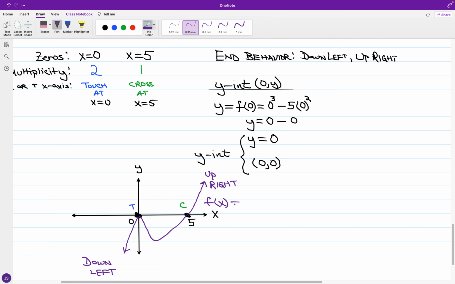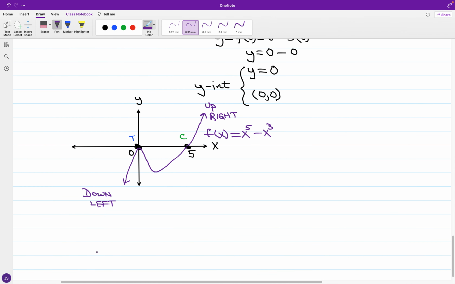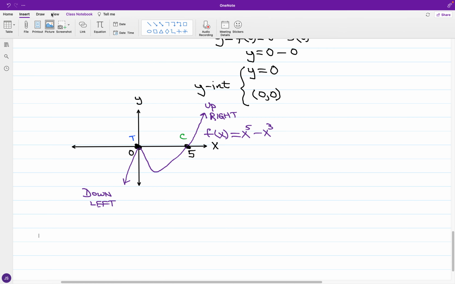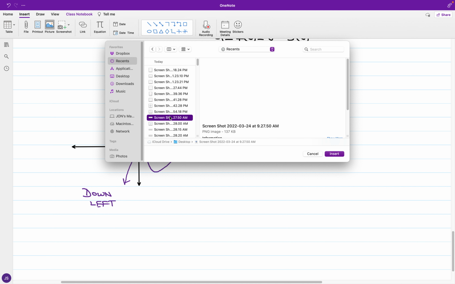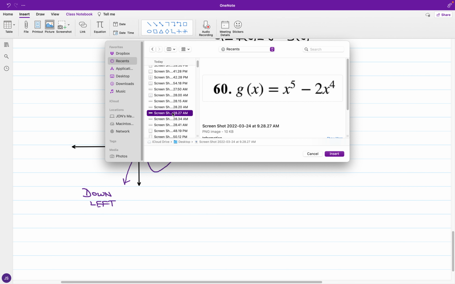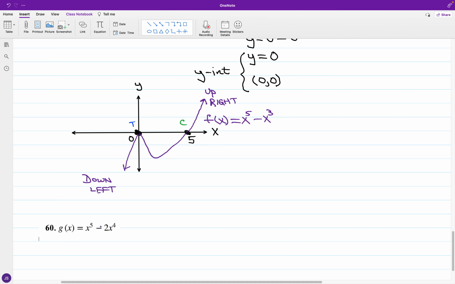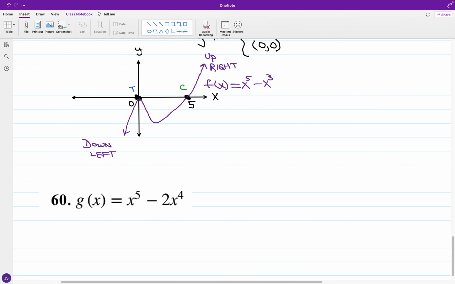So this is what we have in the case of the general dynamics for f of x is equal to x to the 5th minus x cubed. Now, for the next item, the nature of this one will be very similar. In the case of number 60, this time we have y represented by g of x, and this is also expressed in expanded form.